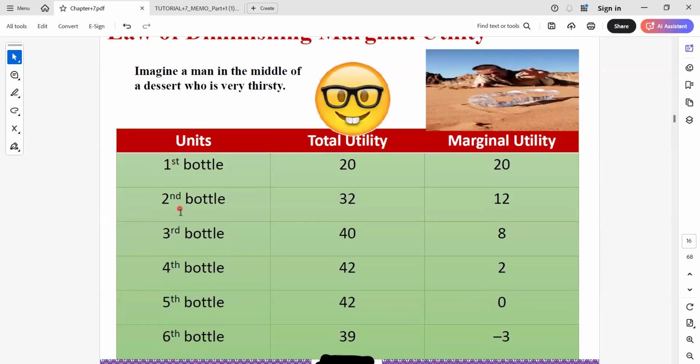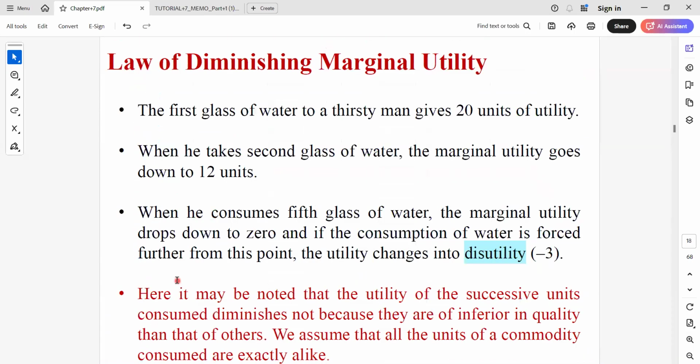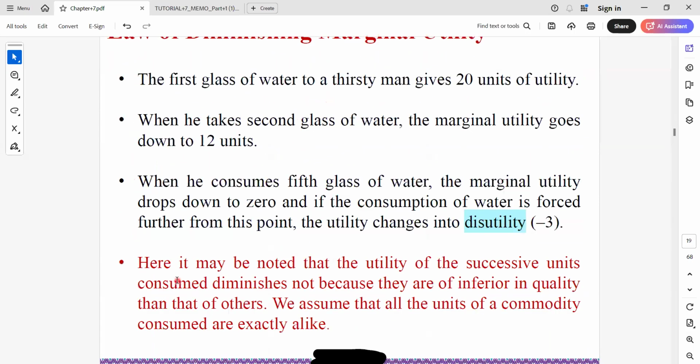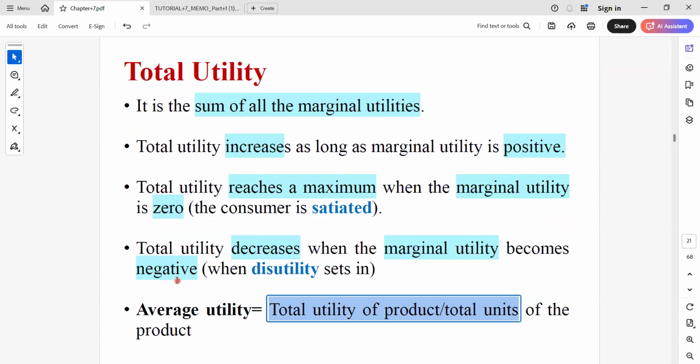So you add all the units 1, 2, 3, 4, 5, 6, so it's 21. So you just say 39 divided by 21.